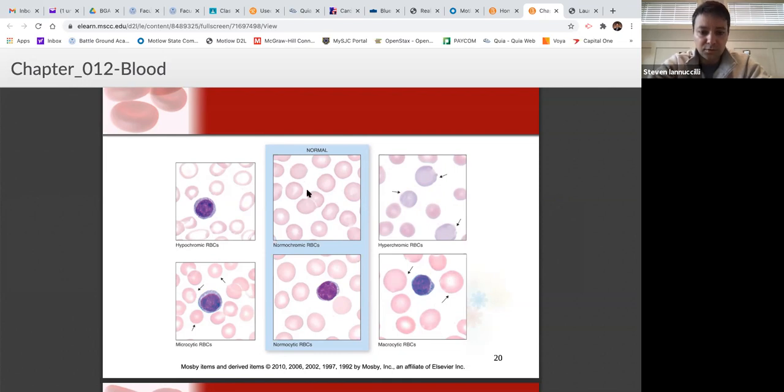And here are our normal hemoglobin content red blood cells. You can see the color is mostly red, maybe a slight white in the middle. Now, the reason the white is in the middle is not a hole. If we take a look at this cell, this white circle in the middle is not a hole. That's just the light passing through the cell, right?